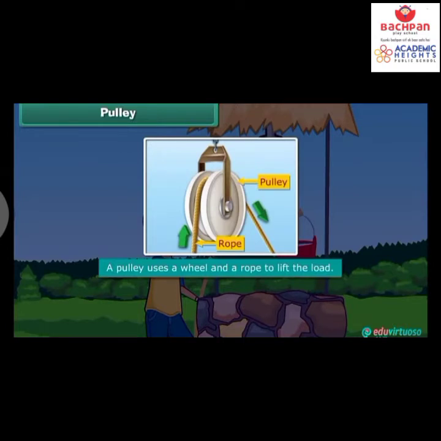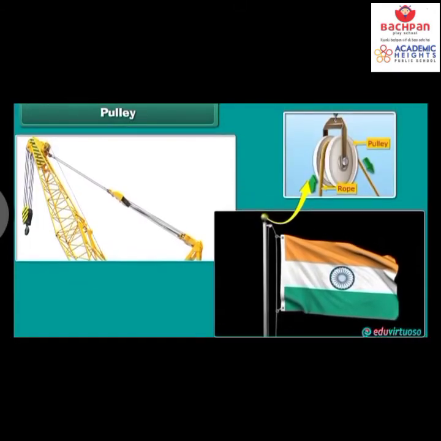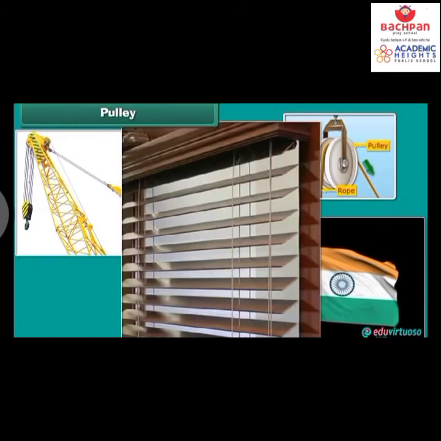You know why we call it a pulley? Because it is used to pull the object out. It is there in the form of a crane, which is movable.